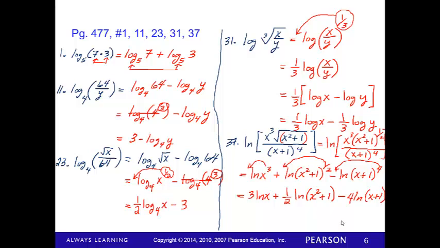Now you know you're done when you look inside each argument, so this one says x, this one says x squared plus 1, and this one says x plus 1, and you do not see a product or quotient, and also each of these exponents are those invisible ones. So this is x to the first power, there's a 1 up here and a 1 up there. Therefore, this is your final answer.